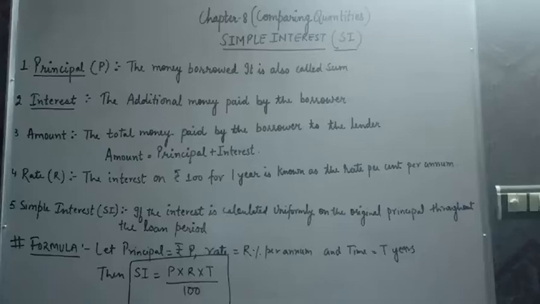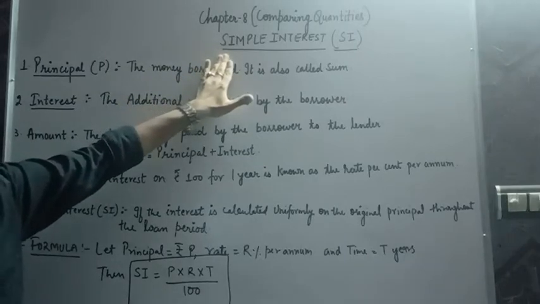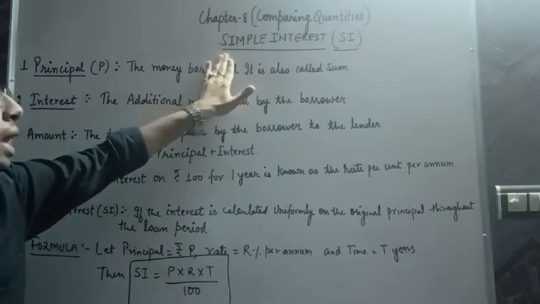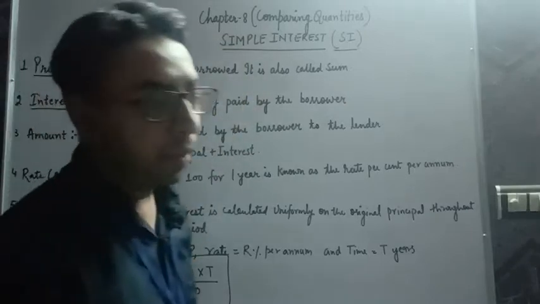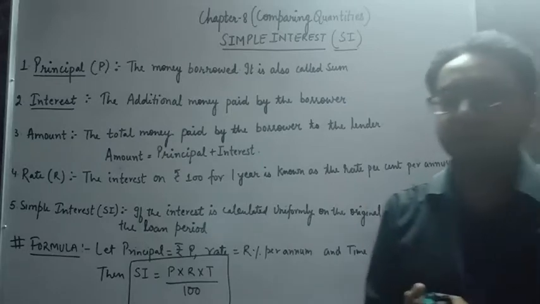Good morning, class. Let us start with our next segment from the chapter comparing quantities. In the previous segment, we discussed profit and loss, CP and SP. Today, we'll be discussing the last segment, which is simple interest, popularly known as SI. Again, I'll be starting with examples to discuss with you.